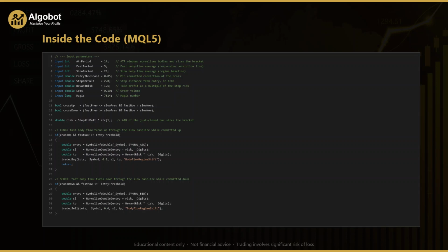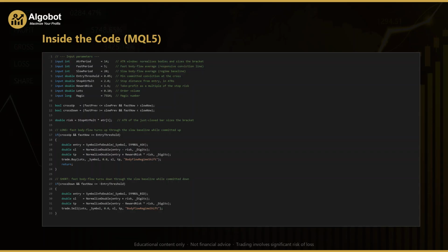Below the inputs, the EA defines two simple booleans. Cross-up is true when the fast flow was at or below the slow flow last bar and is now above it. Cross-down is the opposite, where the fast flow was at or above the slow flow and is now below it. It then computes the risk once, as StopAtrMult times the ATR of the just closed bar. Now the two signal blocks.